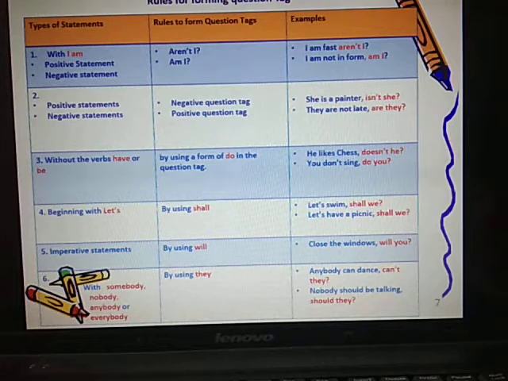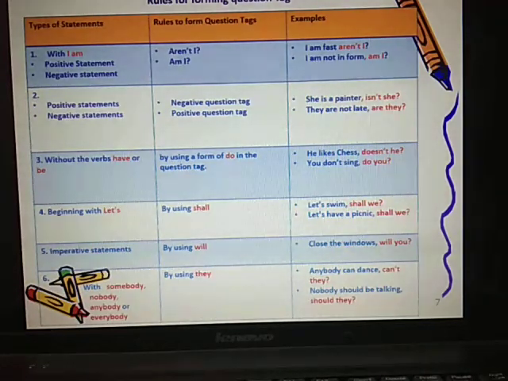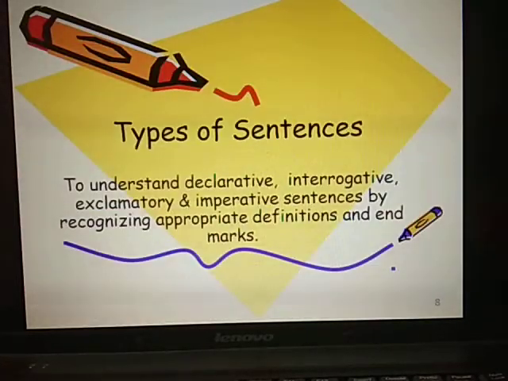Now with somebody, nobody, anybody or everybody, we use they. Like, anybody can dance. Can has become cannot, they or can't they. Nobody should be talking, should they? So these words should carry such a question tag. Because nobody should be talking, should they? Anybody can dance, can't they? Like that.